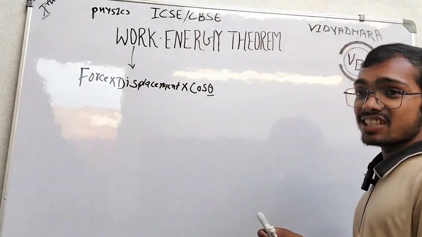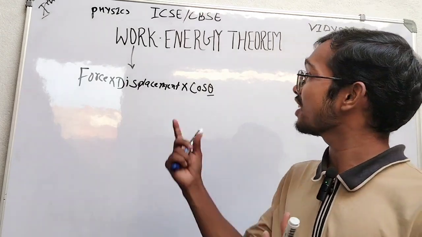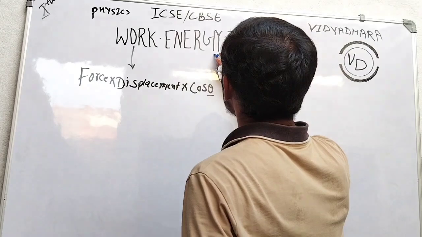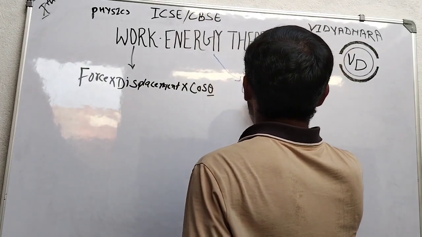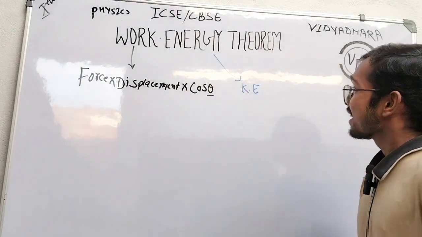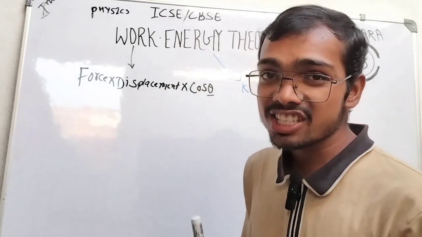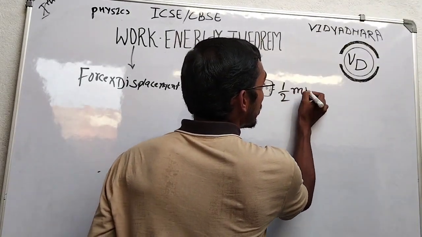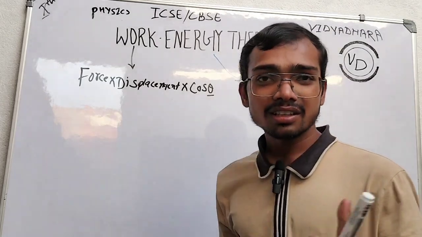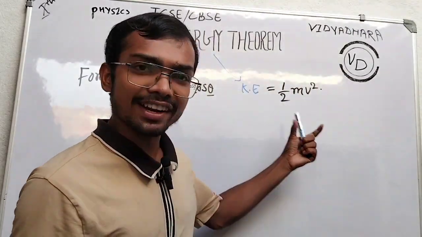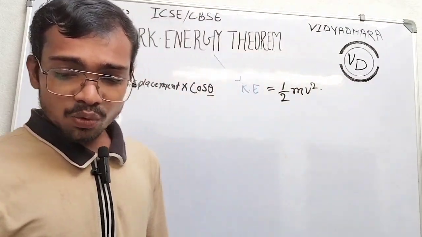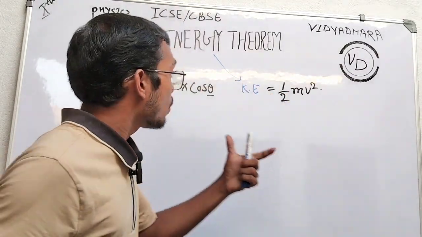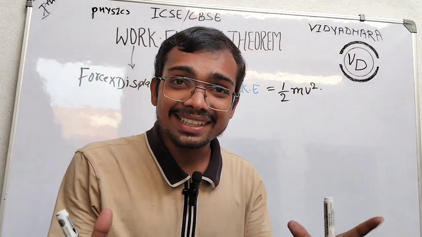Now, what is energy? Which type of energy are we going to discuss here? Of course, kinetic energy. What is the formula of kinetic energy? It is equal to half mv square. You have already learned this. So work and kinetic energy are related to the work energy theorem.